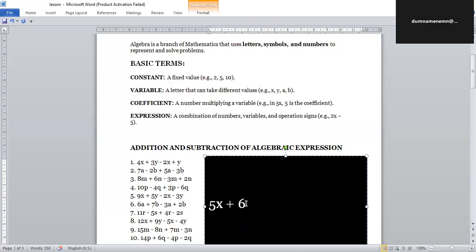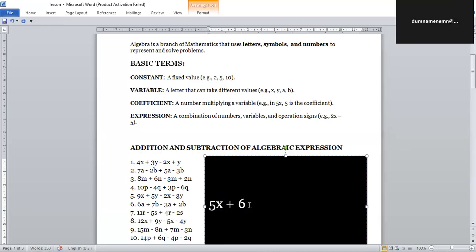So that's it. Remember that a constant is a fixed value. A variable is the unknown. It could be an alphabet or any other symbol. Then a coefficient is any number being attached to a variable or that is multiplying a variable.